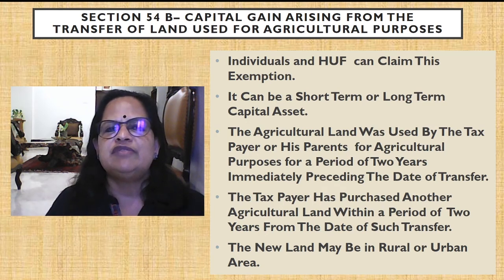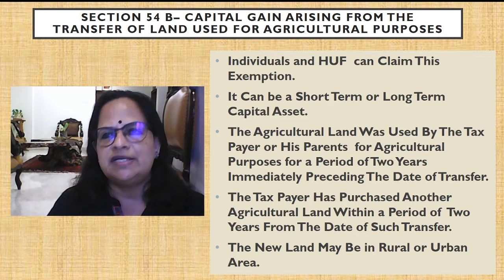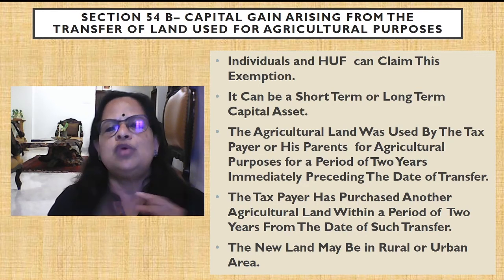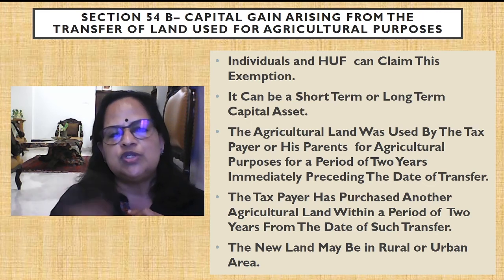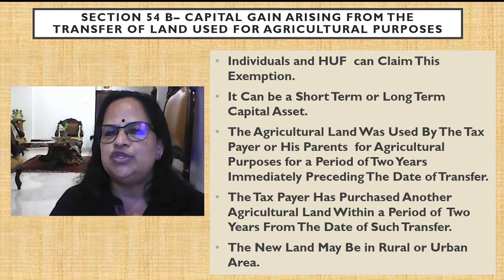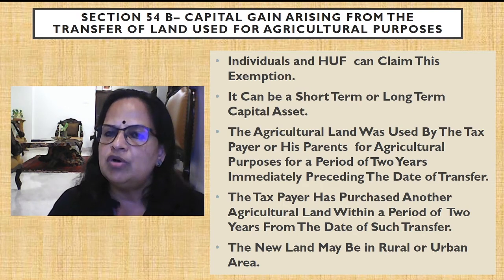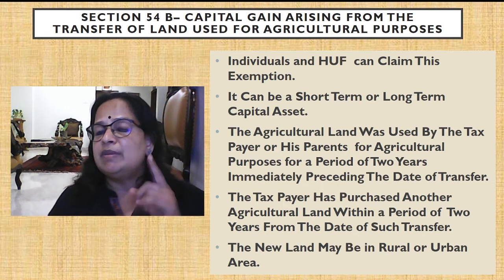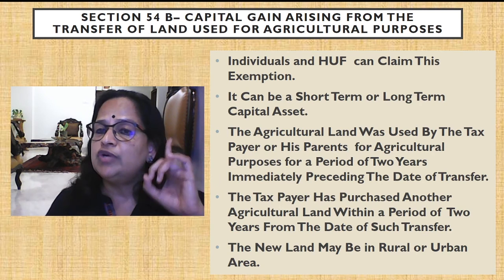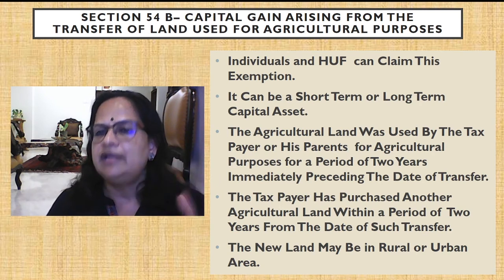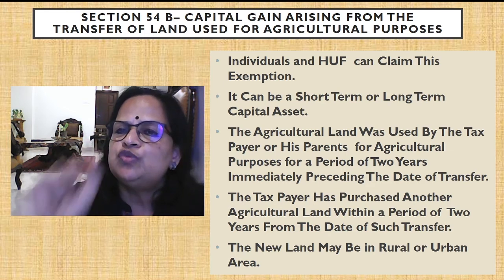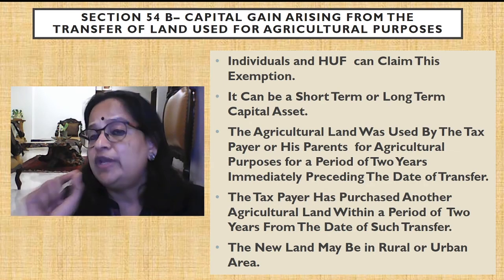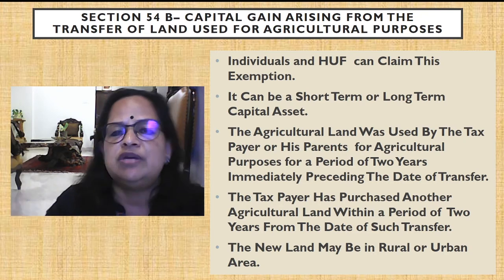Capital gain arising from the transfer of land used for agricultural purposes. So here, who all can claim? Individuals and HUF can claim this exemption. Previously also, section 54 was only for individuals and HUF. Now it can be a short term or long term capital asset. Remember, section 54 was only for long term capital asset. Here it can be short term or long term. So you have to remember that it is land used for agricultural purposes. That's very important. Earlier one was residential house property.